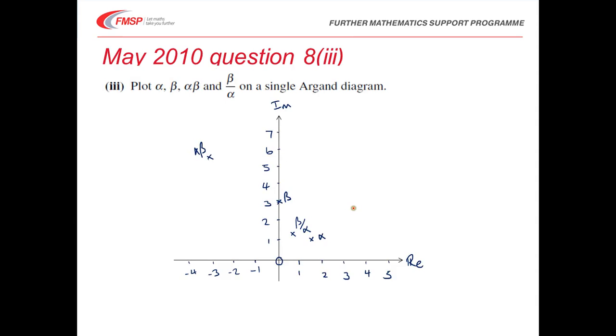For plotting the points, there's a method mark for a diagram with at least one correct point, and an accuracy mark with follow-through, correct relative positions with appropriate labelling.